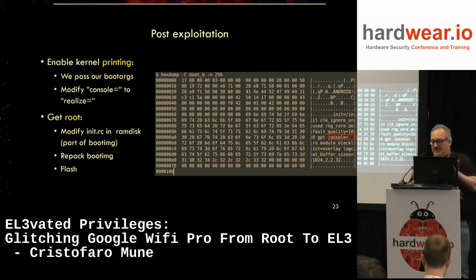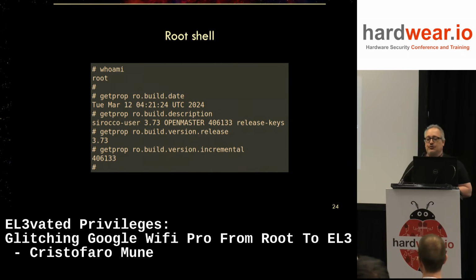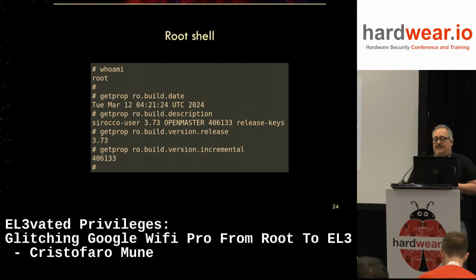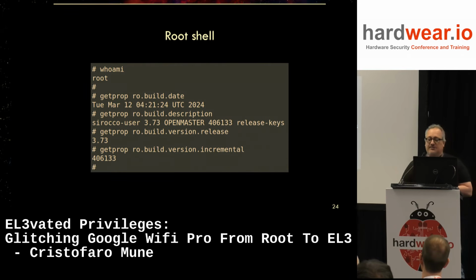So we repack the boot image. We need to fix a CRC. We need to fix a few checksums. We just flash it. Long story short, we get a root shell with secure boot. In order to verify a few properties of the device, that we are on Android, we use getprop, and this is what you see in our device.